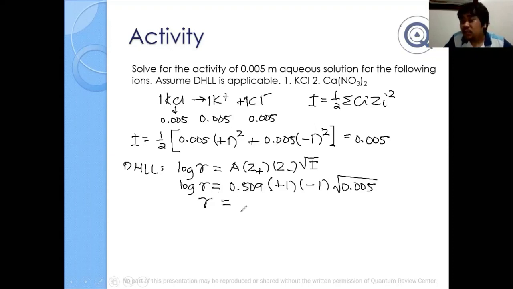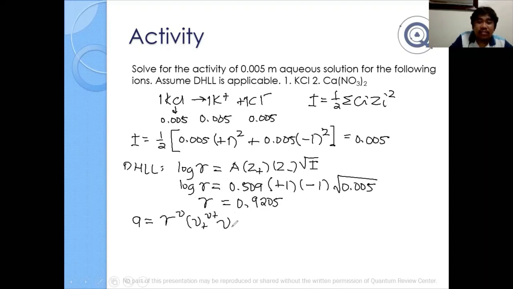And our gamma is equal to 0.9205. Yeah, that's our gamma. Okay? Now next, let's go to the activity. The formula for activity, if you remember, is gamma raised to nu, times nu plus raised to nu plus, times nu minus raised to nu minus, times m raised to nu. Okay? So substitute.